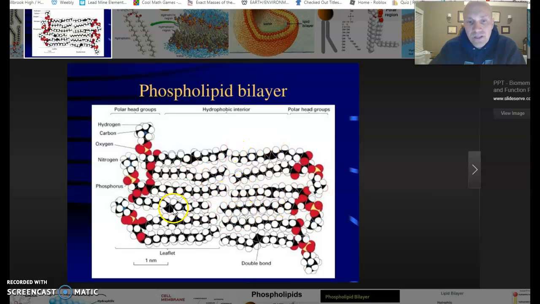And notice the reason that they do this. First of all, these long chain fatty acids are hydrophobic. London dispersion forces make it so that they like to be around each other. All right, they would much rather have interactions with each other than have interactions with water, because they're very non-polar, and water is a polar molecule.